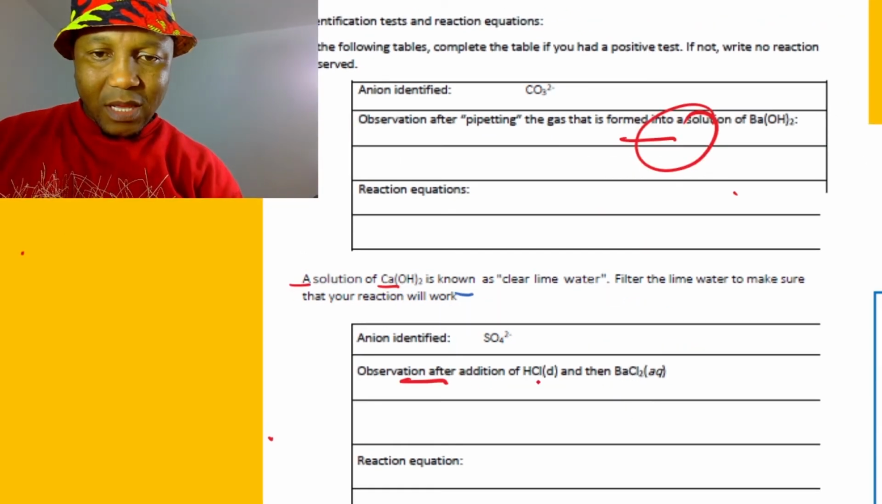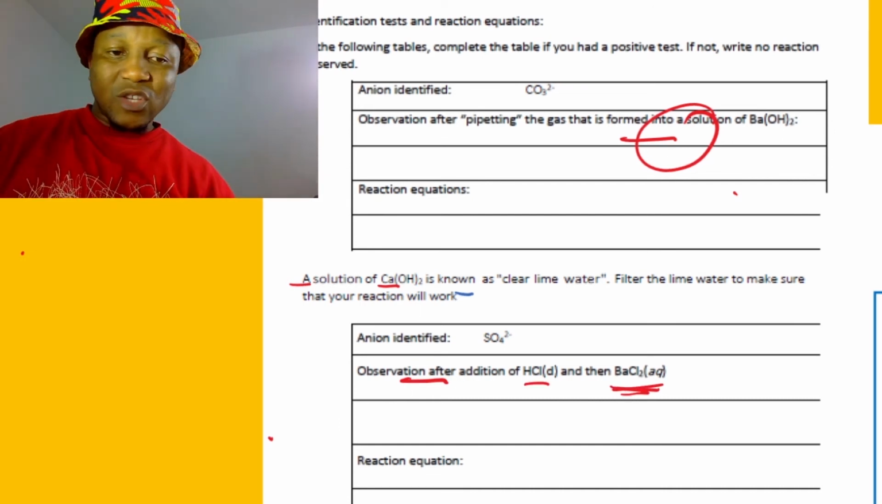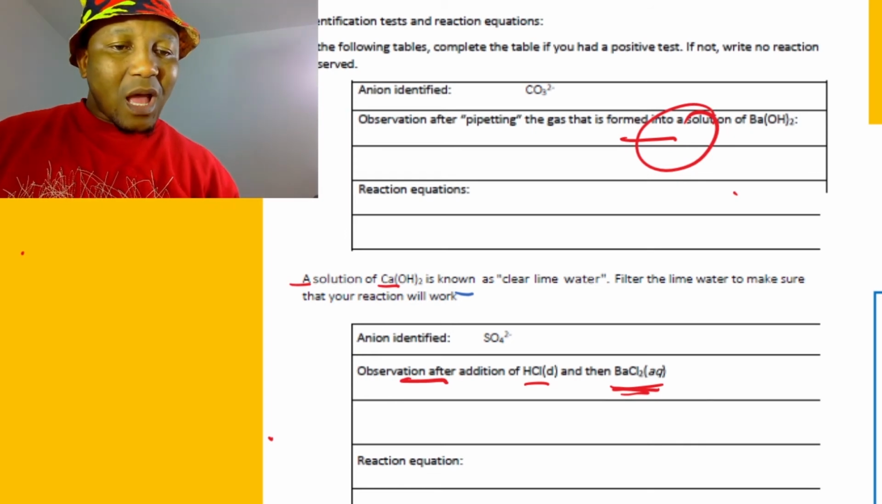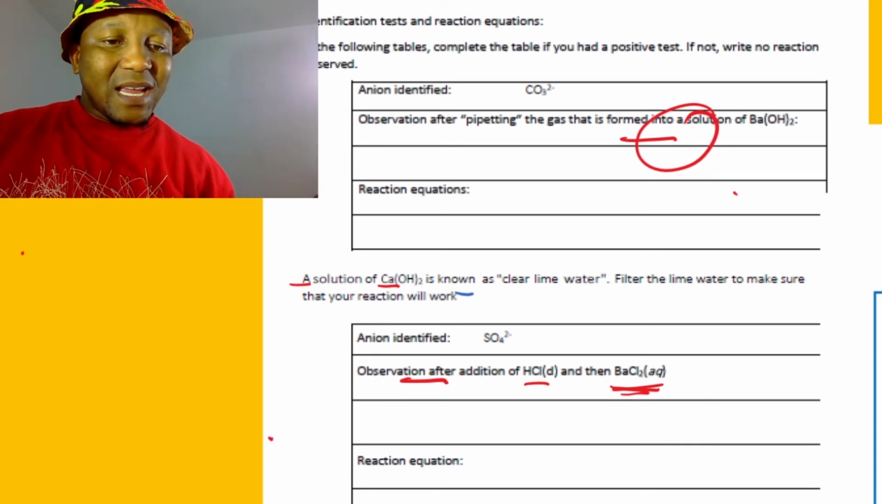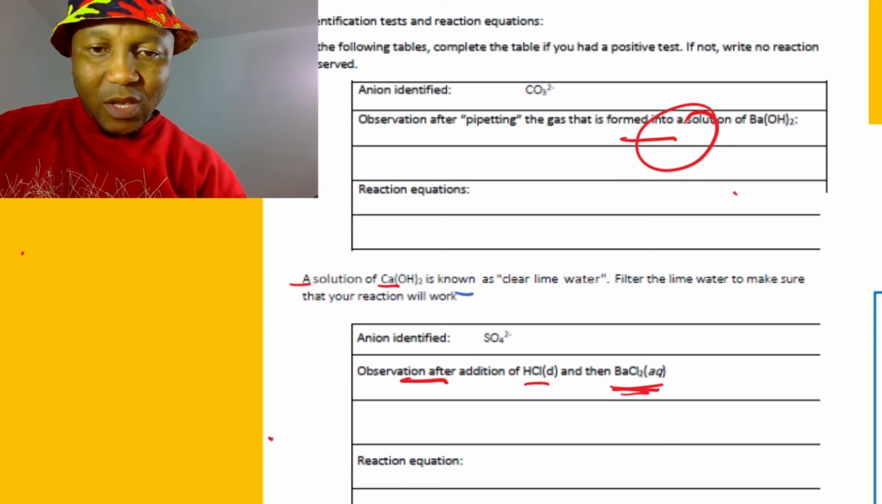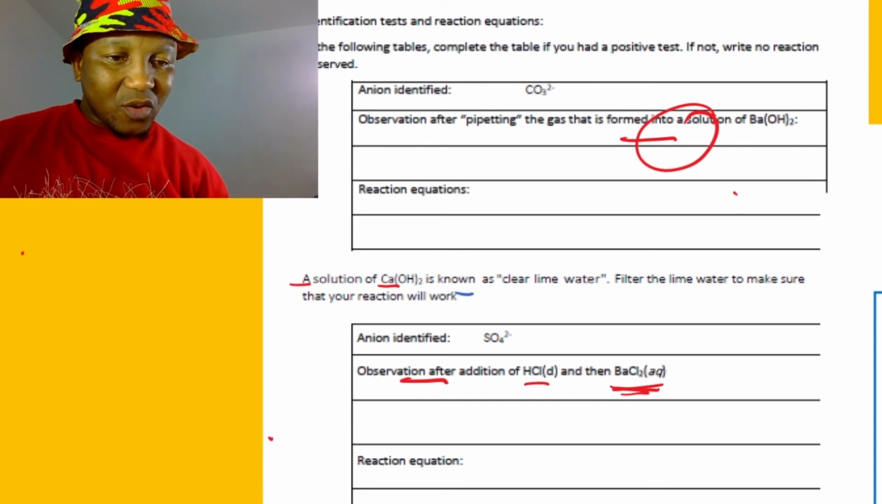So the same part: observation after addition of hydrochloric acid. We want to see what you observed. We observe the white precipitate, indicating sulfate ions. So it is going to be the presence of sulfate ions. Let me show here.